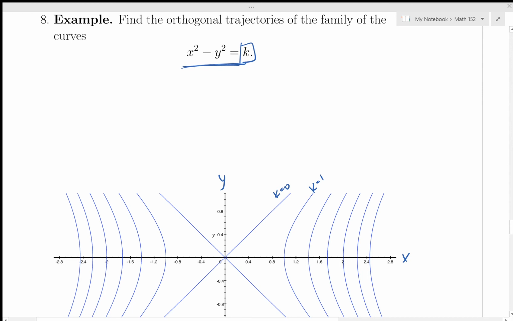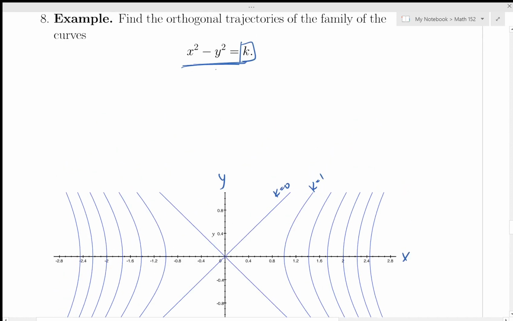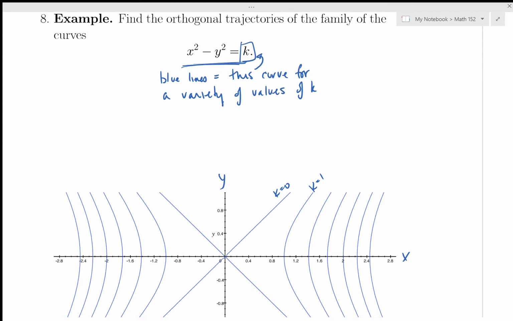No differential equation here yet at all. So there is a family of curves. They are hyperbolas. The blue lines below equal this curve for a variety of values of k. That's why we call it a family of curves, because k is a parameter, and we're just changing the parameter and replotting the curve.